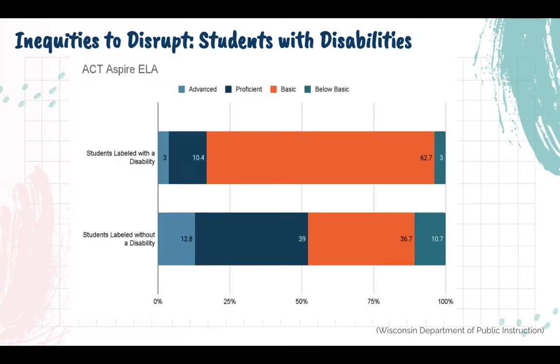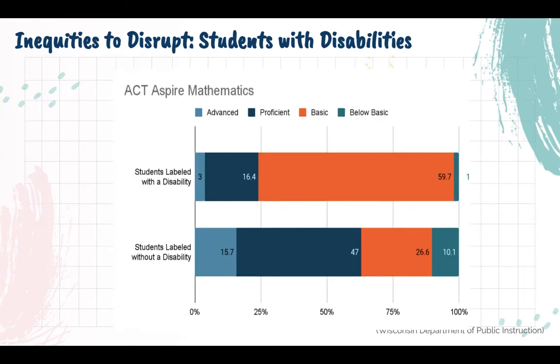Starting off with our students with disabilities, I took a look at the ACT Aspire and our English Language Arts section, and you'll notice just at first glance, if we're looking at our basic levels as well as advanced, our students who are labeled with a disability are coming across as being way overrepresented in those areas, and that's in English and also in math.